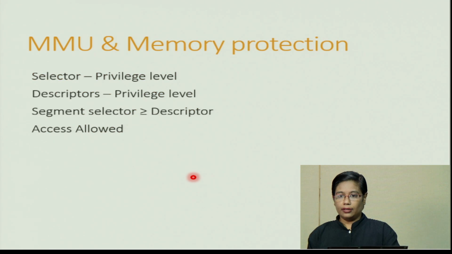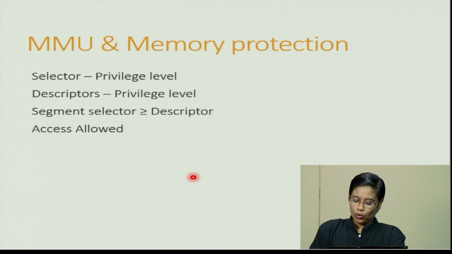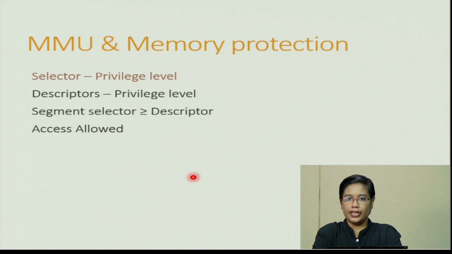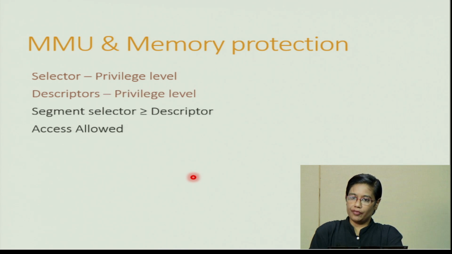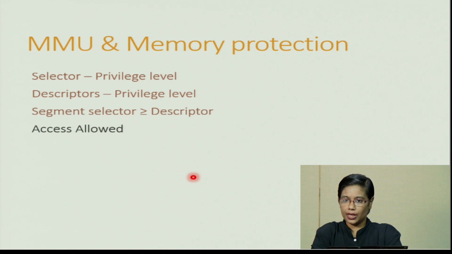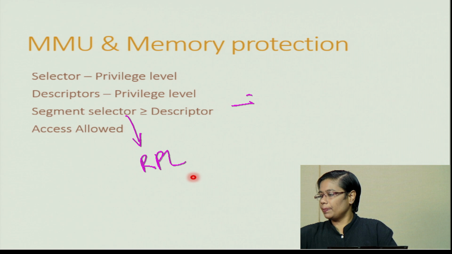Other than that, the memory management unit provides one more function: memory protection. We know that the selector has a privilege level, and the descriptor also has a privilege level. If the segment selector's privilege level is greater than or equal to the descriptor's, then we allow access. Remember, we call this the request privilege level and this the descriptor privilege level.